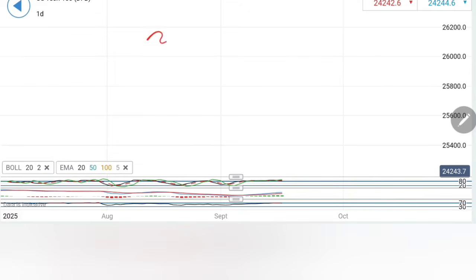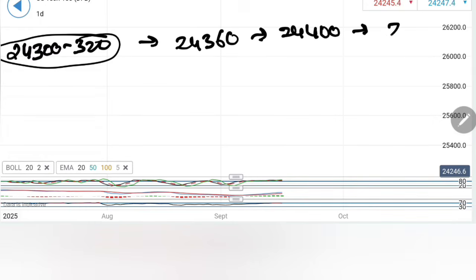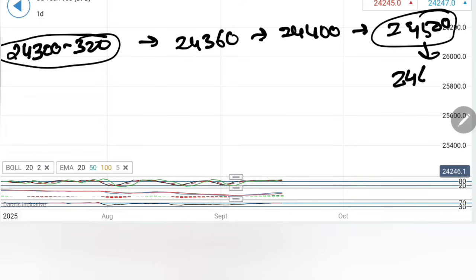So looking at this, what you can do first is where you should buy. I will recommend you to buy now at the 24,300, 24,320 zone. If this is taken, you can expect 24,360, 24,400, and then beyond 24,400 stay bullish for 24,500. Beyond 24,500, it is not going to come back. It is going to be 24,650, 24,800 levels directly.